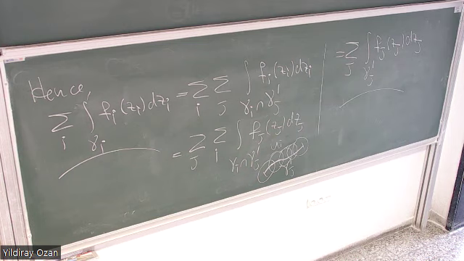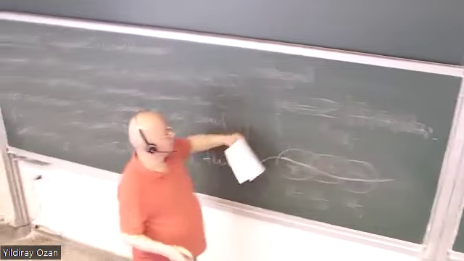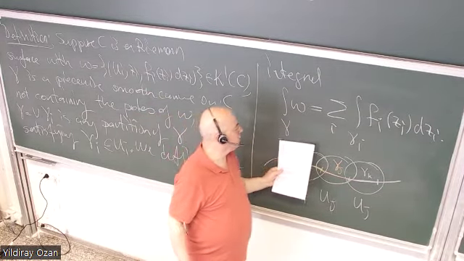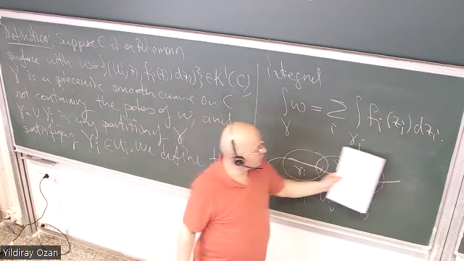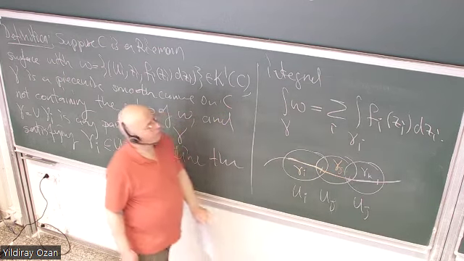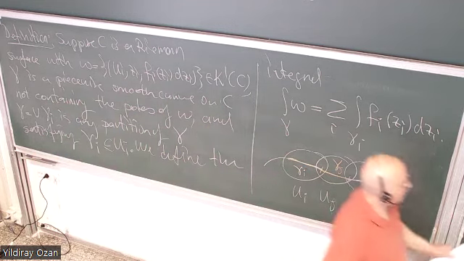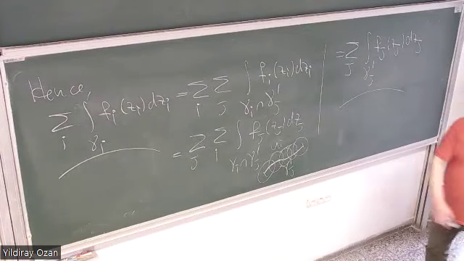Therefore, defining the integral of omega over gamma like this makes sense. It is well defined because of this computation.